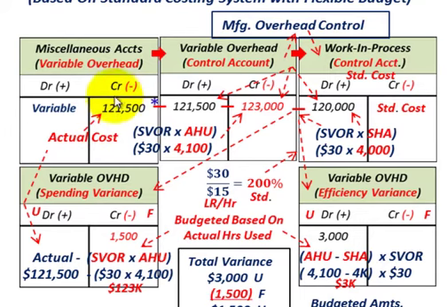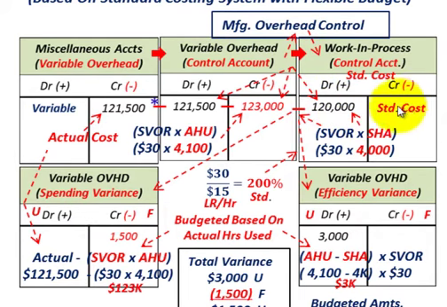We're going to start out with our actual costs that were accumulated for the period for that variable overhead, and it was $121,500. So that's what we actually experienced, based on miscellaneous accounts coming into variable overhead. This will flow into a manufacturing overhead control account, but I'm just showing it here as variable overhead for our understanding of the problem, coming in at $121,500, but it's going to flow into our work in process at the standard cost of $120,000.